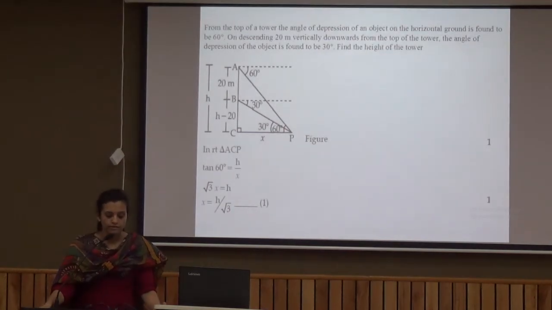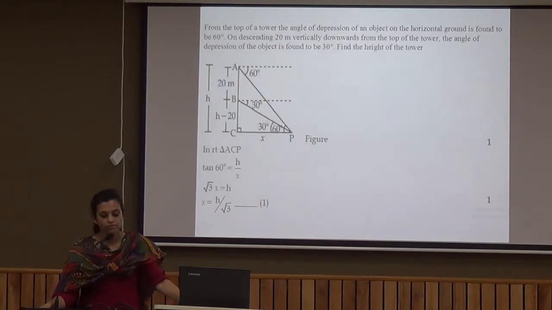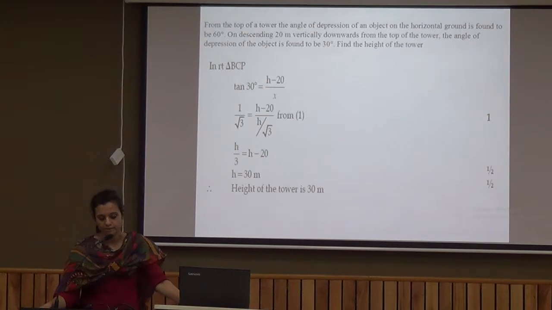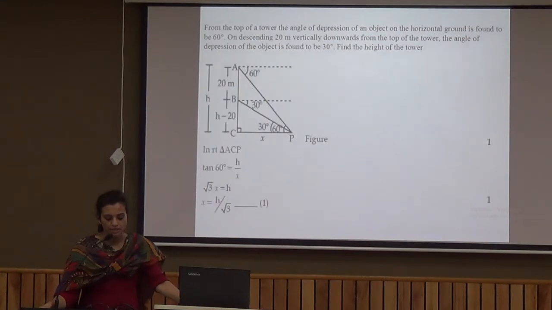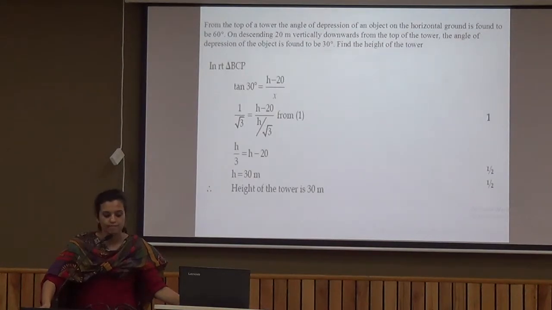So in right angle triangle ACP, you've got 60, tan 60 is going to be H upon X, and in the same way, in triangle BCP, tan 30 is going to be H minus 20 upon X, right? Now here, putting in the value of X on both sides, you get H as 30, and so the height of the tower is going to be 30 meter.